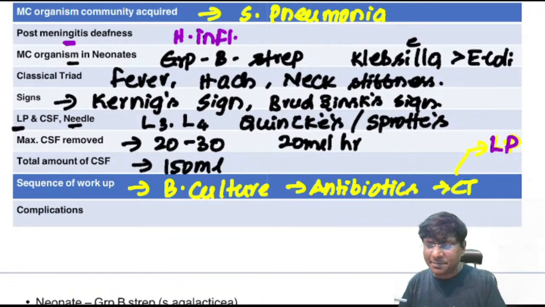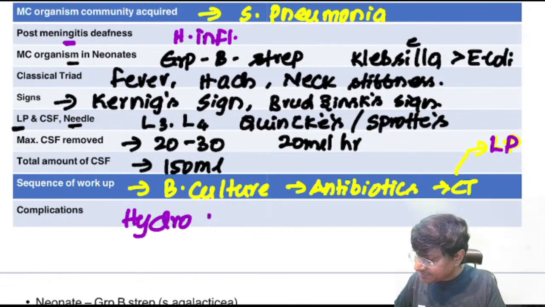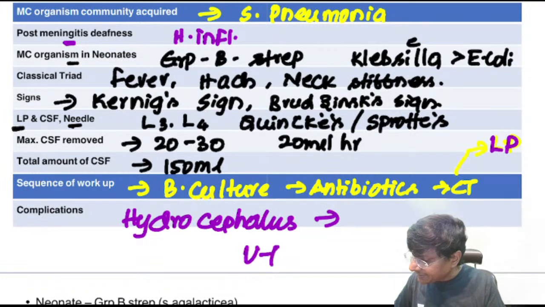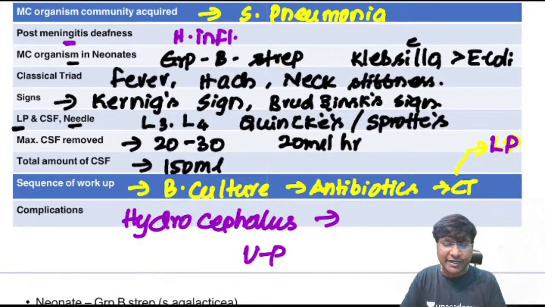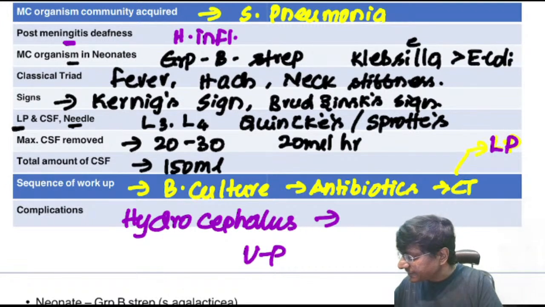Now coming to the complications. A very, very important complication that you should be worried about is hydrocephalus, right? And whenever the individual develops hydrocephalus, the treatment that you have to do is VP shunt, ventriculoperitoneal shunt. Now let me show you that needle as well as the CSF analysis quickly.